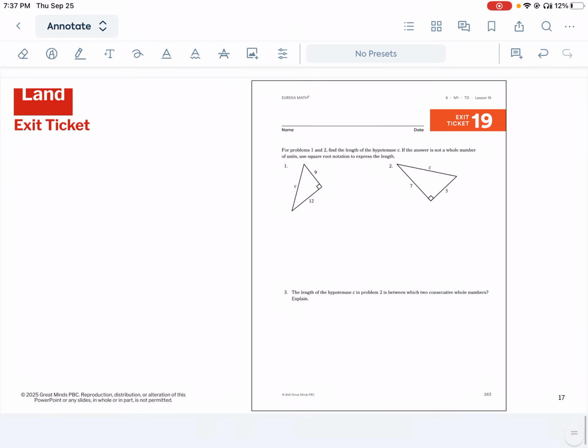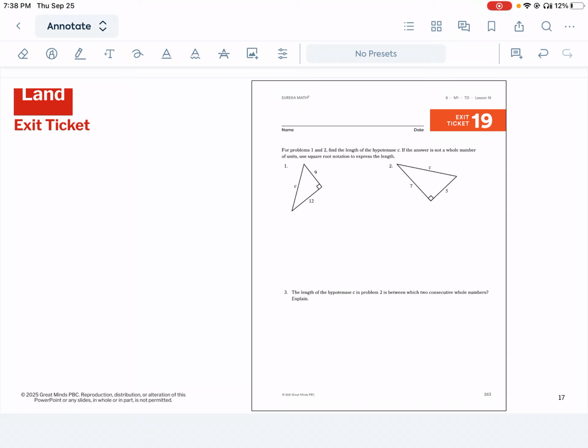Going down to the exercise. It says for problems 1 and 2, find the length of the hypotenuse if the answer is not a whole number of units. Use square root notation to express the length. So you do not need to determine yet where those answers sit. Just leave it as c equals the square root of whatever the number is.